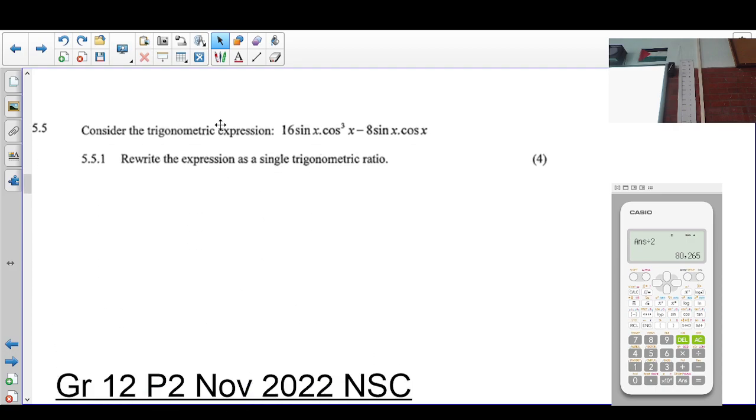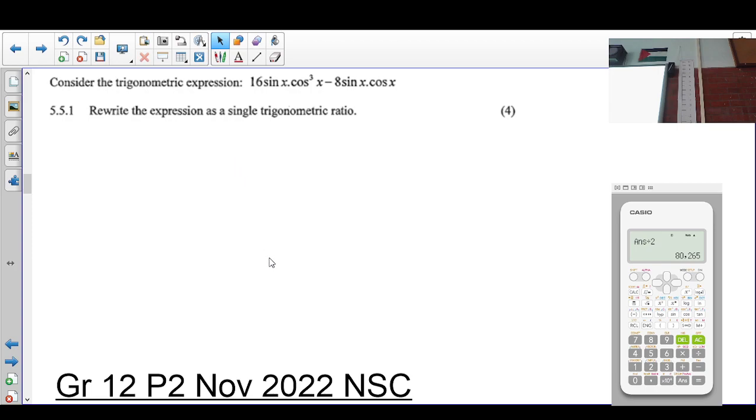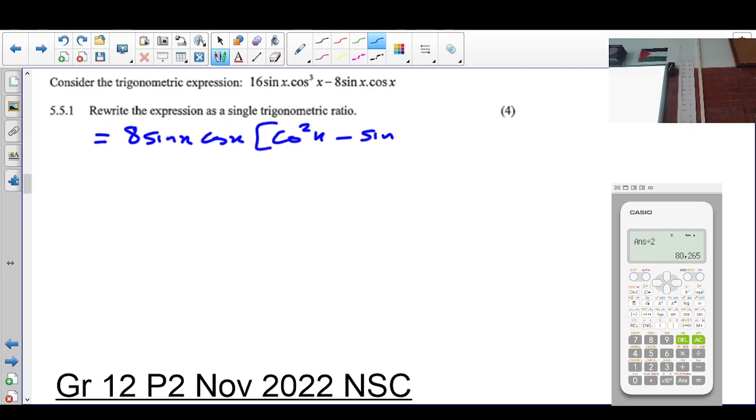In 5.5.1, consider the trigonometric expression 16 sine x cos cubed x minus 8 sine x cos x. Rewrite the expression as a single trigonometric ratio. So as you can see there, 8 sine x cos x is common. So 8 sine x cos x is the common factor. I'm then left with cos squared x minus sine squared x. No, cos squared x minus 1.